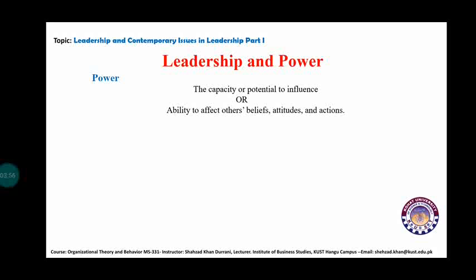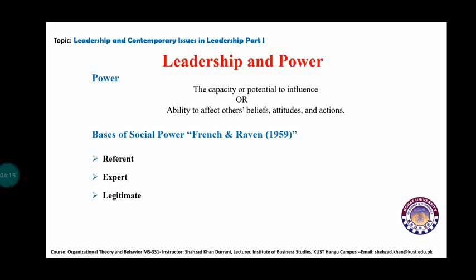So in order to understand power very well, there are some bases of social power presented by French and Raven in 1959, and they are, the first one is called referent power. We have the expert power, we have the legitimate power, we have the reward power, and we have the coercive power. So let's explain.